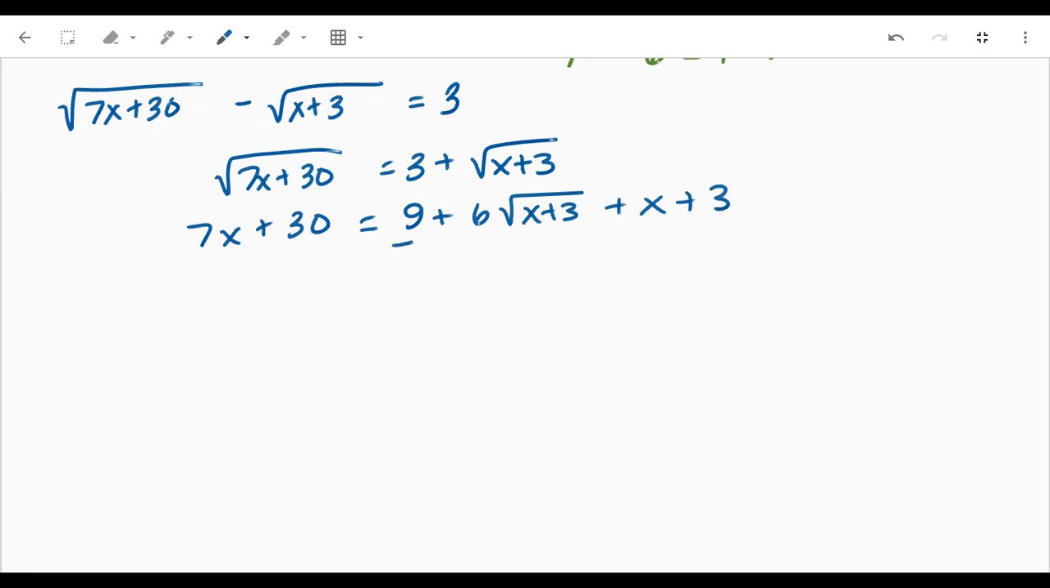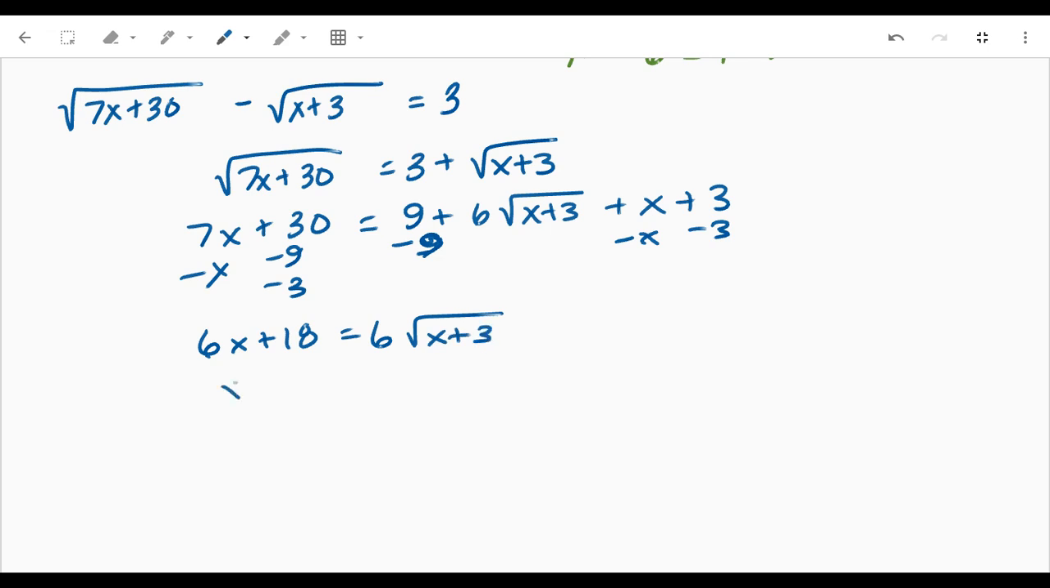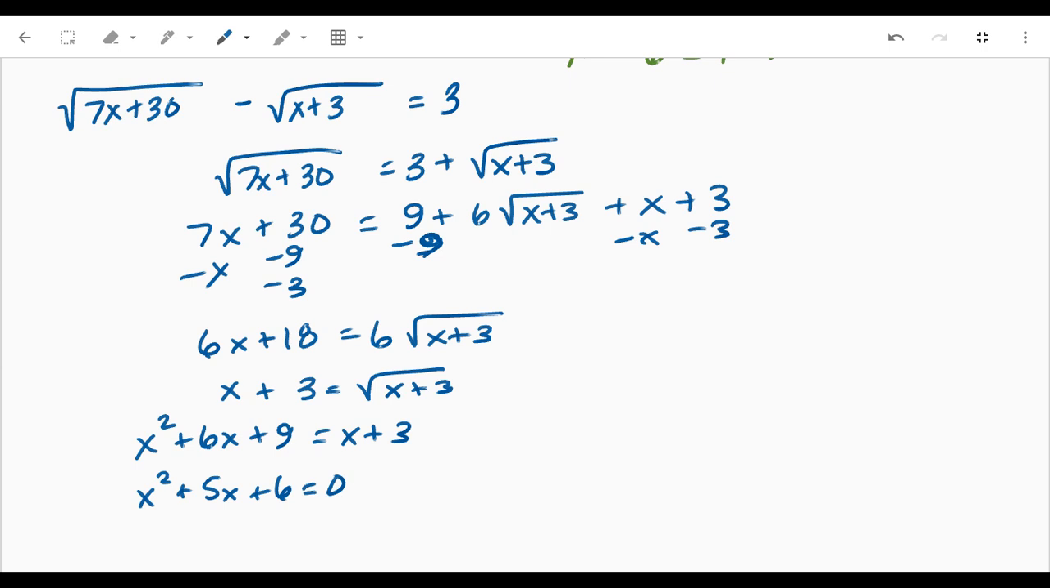Okay, now we're going to get all that junk to the other side. Sorry, my 9s are weird. Minus 9, minus 3, and minus x. So we'll have 6x plus 18 equals 6 square root of x plus 3. Okay, everything can be divided by 6. And now we square both sides again. And everything to one side again. Factor. And we have our two solutions to check. So x could be -3 or x could be -2.